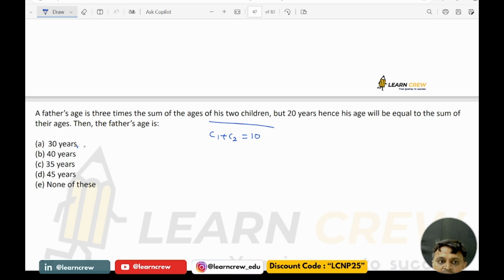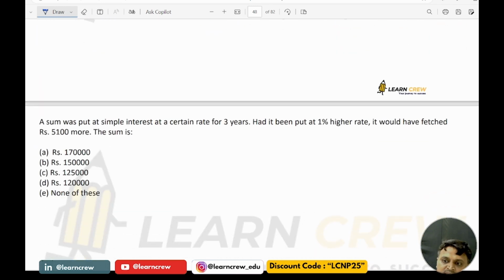10. After 20 years, 30 plus 20 is 50. In the next 20 years, each child's age would increase by 20, so the sum increases by 40. So 10 plus 40 becomes 50. So the father's age of 30 is satisfying. So the answer is 30.